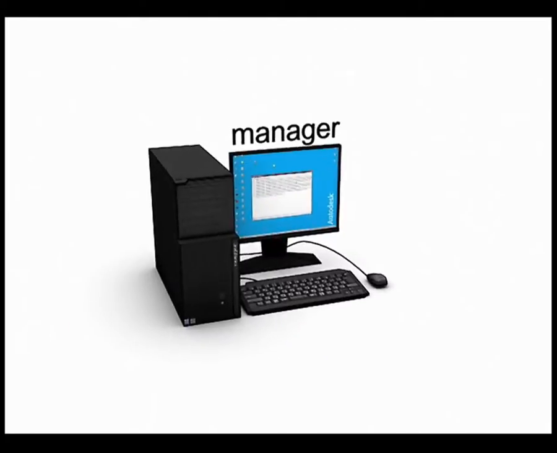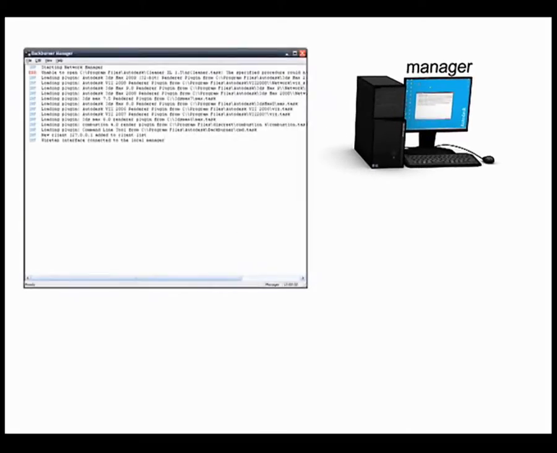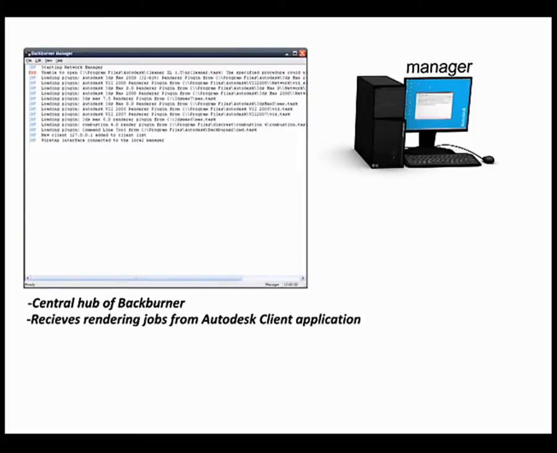Let's take a look at Backburner's components. First, we have the manager.exe application. The Backburner manager is the central hub of the distribution system. Like the name implies, the manager is in charge of distributing all the jobs it receives. The jobs are sent to the manager by client applications like 3ds Max. Once the jobs are received, the manager will distribute the commands to the server.